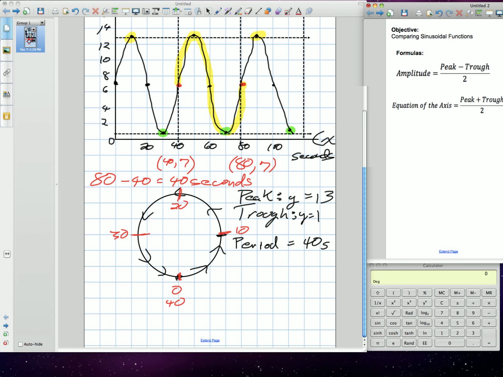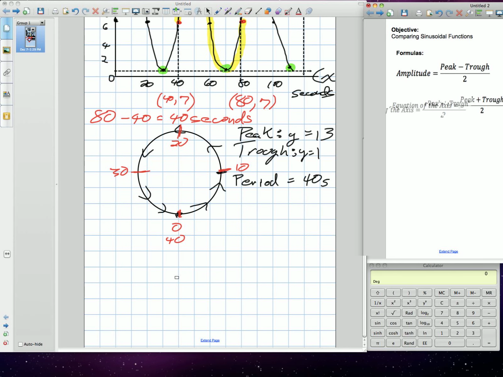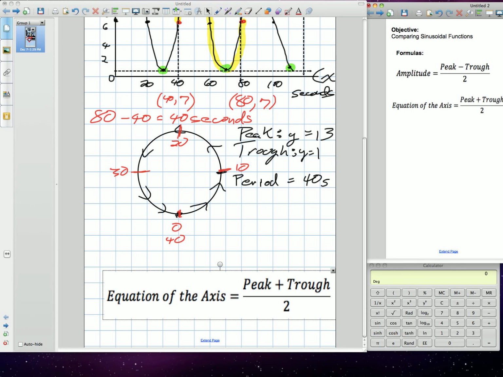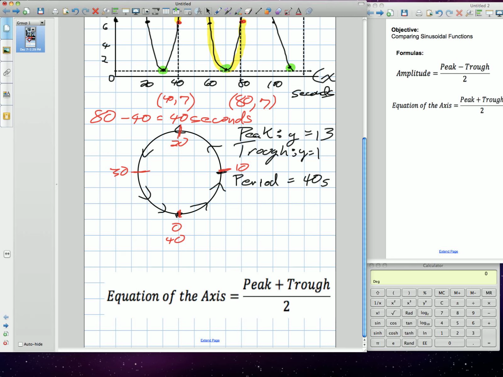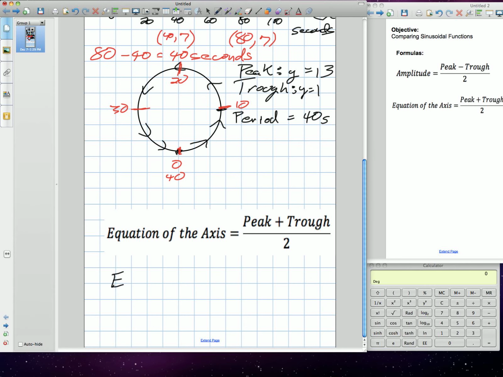So we're just trying to gather as much information as we can right now about this. Another thing we probably want to figure out is the equation of the axis. Okay? Now the equation of the axis, we have our formula over here. So we're going to pull it in and solve. We have our equation of the axis, which is our peak plus our trough divided by 2. So we're going to take our peak value, which is 13, and I'm going to call this EOA from now on.